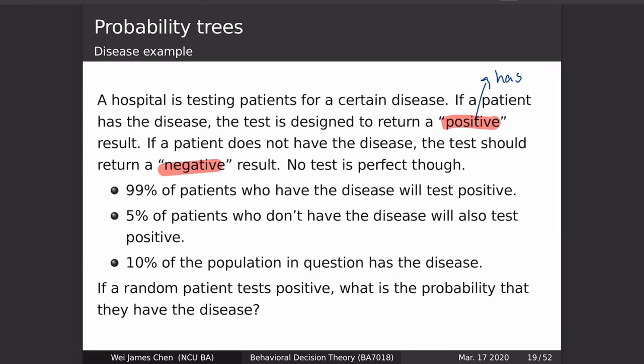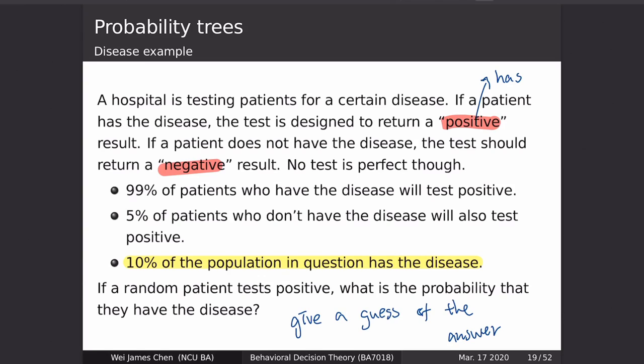And the last one is not that the test is not perfect. It's just that, as a matter of fact, 10% of the population in question has the disease. Now, if a random patient tests positive, what is the probability that they have the disease? Given the above information, please give a guess of the answer.